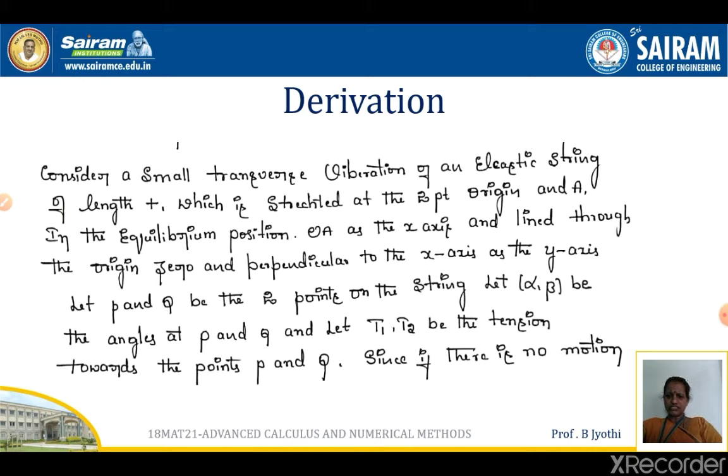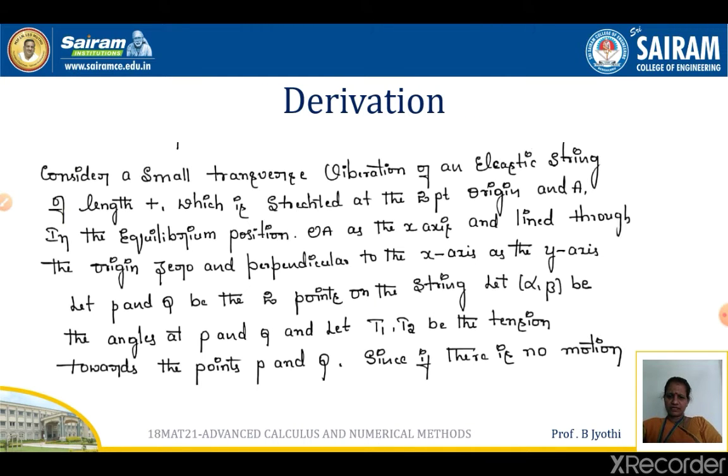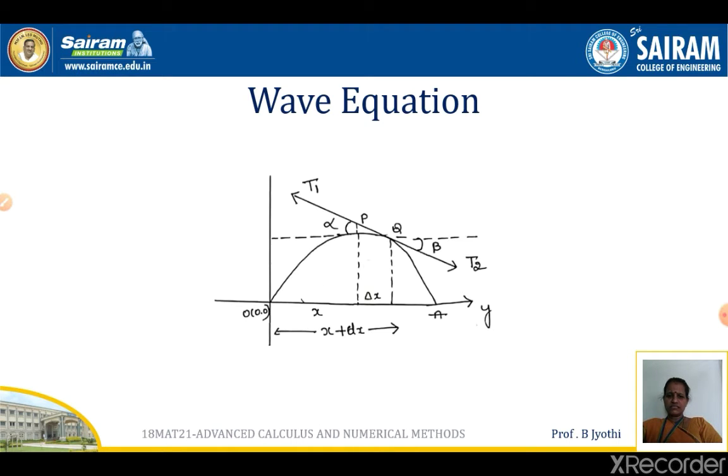This is the explanation I have given. The 2 points on the string, that is P and Q, be the 2 points on the string. Now you can refer, these are the 2 points on the string. And alpha, beta be the angles at P and Q. T1 and T2 be the tensions at the points P and Q. So you can see this is T2, it is the tension at the point Q, and T1 is the tension at the point P. So these are the two tensions we are having.